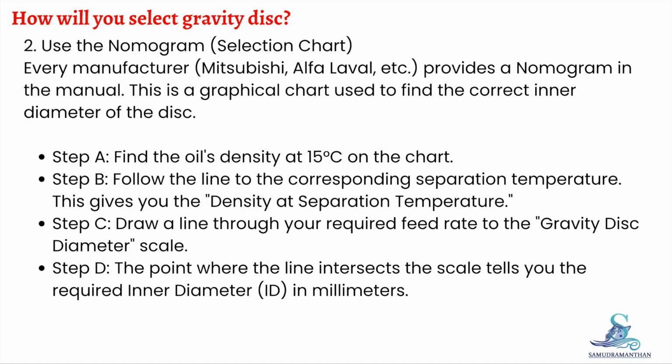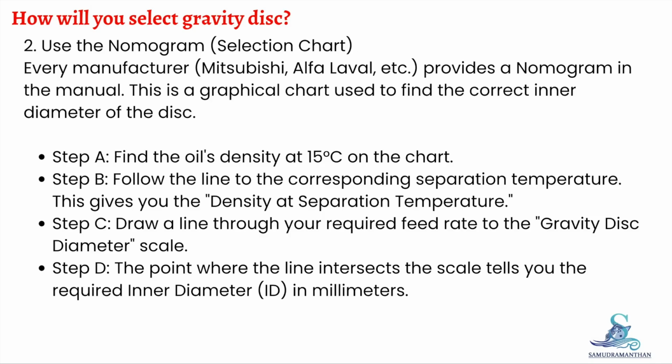Use the nomogram selection chart. Every manufacturer, Mitsubishi, Alfa Laval, etc., provides a nomogram in the manual. This is a graphical chart used to find the correct inner diameter of the disc. Step A. Find the oil's density at 15 degrees C on the chart. Step B. Follow the line to the corresponding separation temperature. This gives you the density at separation temperature.